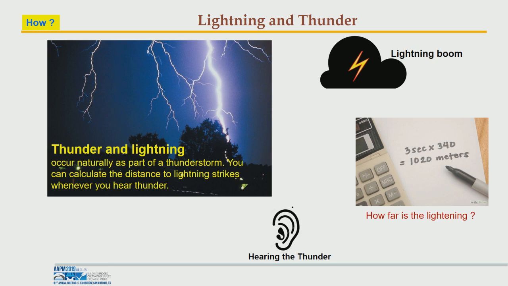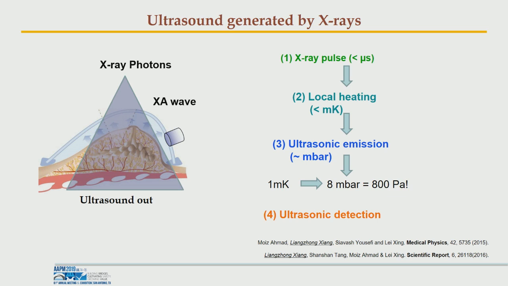You just count the time. Say if you count 3 seconds, multiply by the speed of sound in the air, which is around 1 kilometer per 3 seconds, you know roughly the lightning event is happening in that location. And also based on the loudness of the sound heard, you can estimate the strength of these lightning events, right? So it's quite simple. We actually are using exactly the same concept for biomedical purposes.